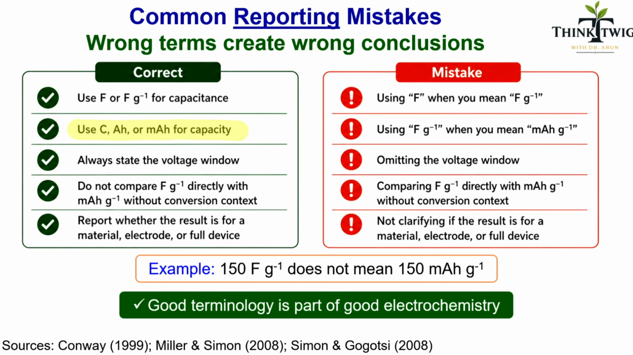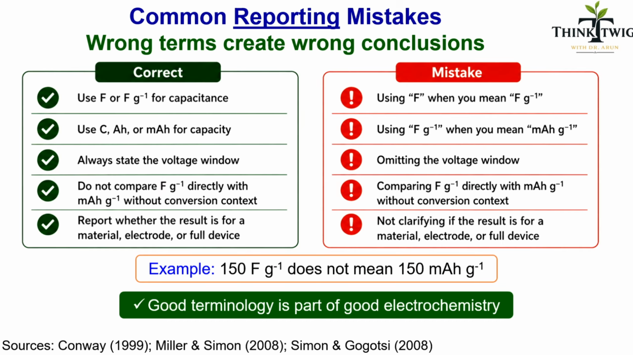For capacity, use coulomb, ampere hour, or milliampere hour. And when the capacity is divided by mass, you can use milliampere hour per gram. Also state the potential window. And when you compare two materials, make sure that both values have been calculated in a similar way.